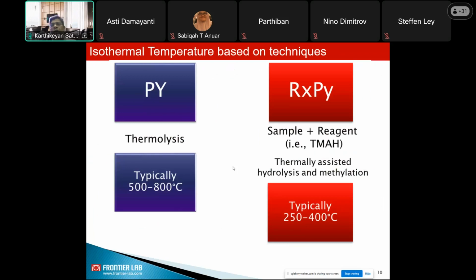In the case of reactive pyrolysis, we add a certain reagent, which we will discuss later. Basically this temperature treatment and the reagent allow a kind of hydrolysis and methylation. In this case, the pyrolysis is carried out at low temperature, in the range of 250 to 400 degrees. So high temperature definitely does not provide good data with reactive pyrolysis.